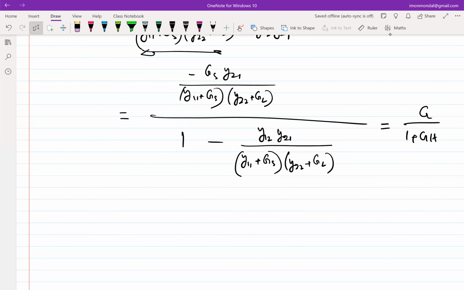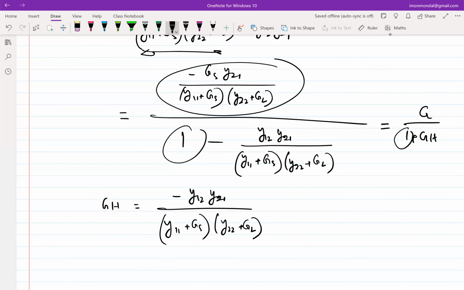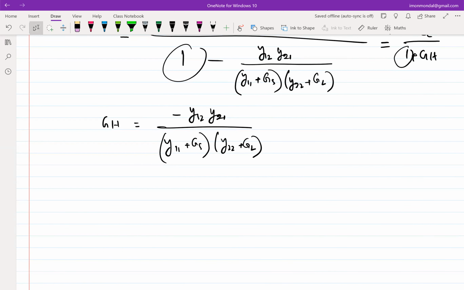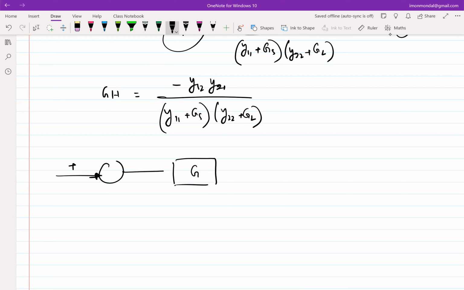So I know this becomes the G, and this is 1. So essentially your GH becomes minus Y12, 1. Right? Till now only algebra, no intuition, right? Only algebra. So now I want to focus on some part of intuition. Since now I have broken this model down into G and H, I can now fully focus on what this block diagram is telling us.